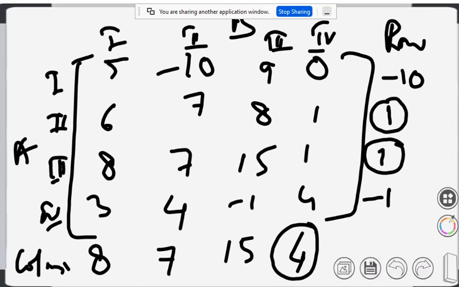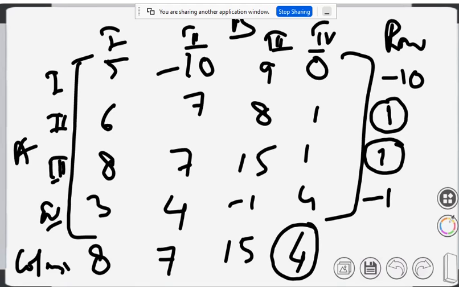Sorry, 4. Minimum of column max is 4. It's pretty simple. There is no mathematics. We are doing only maximum and minimum. I hope there is no mistake being made.